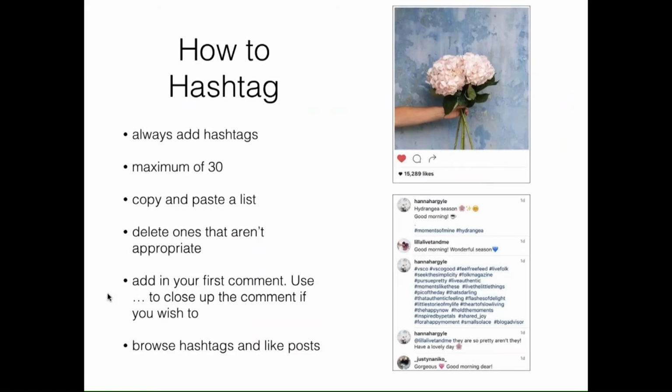So once you've found some hashtags that you like, make a list in your notes on your phone and copy and paste it each time you post. This is just the simplest way to do it, rather than trying to remember, although helpfully these days Instagram suggests things as you're typing, which helps things to come up. But this is the quickest way, otherwise you can be there for 20 minutes thinking and thinking after you've posted a picture. Make sure you delete ones that aren't appropriate to the image you've posted, though.